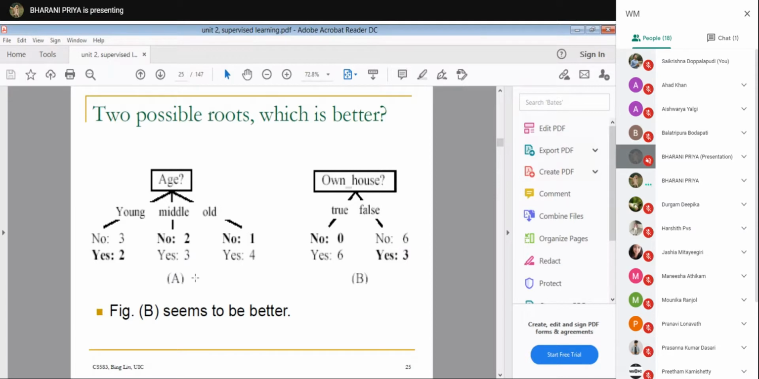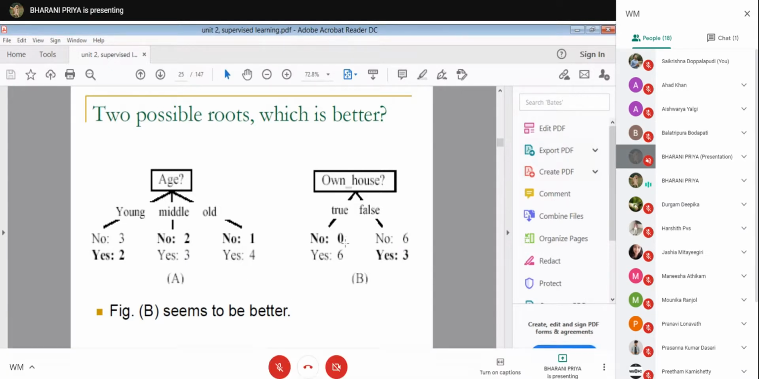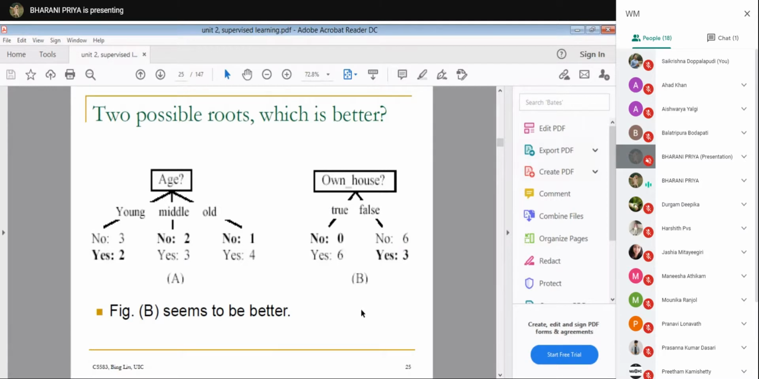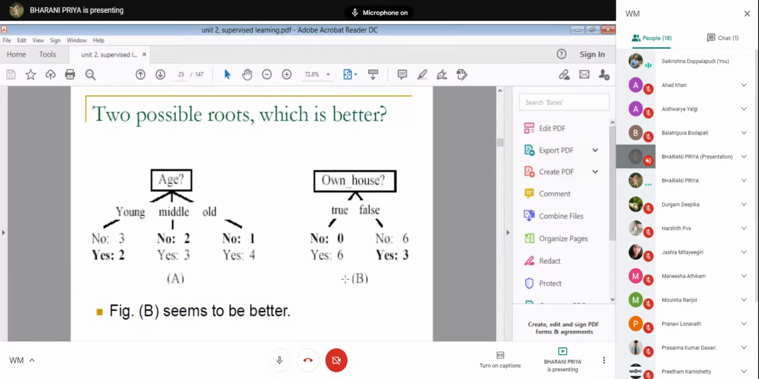Some of them were not classified correctly. There is a mixture. If you compare decision tree A and decision tree B, in diagram B one branch is purely classified. That is why we say B is better than A. Here nothing is perfectly classified, but at least with Own House as the root node we can get one branch as pure. Is this point clear?